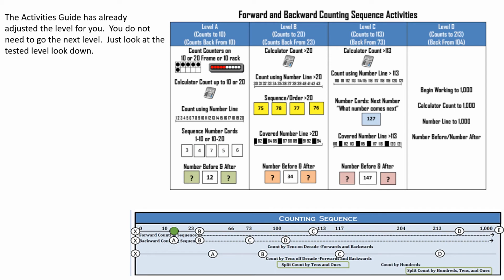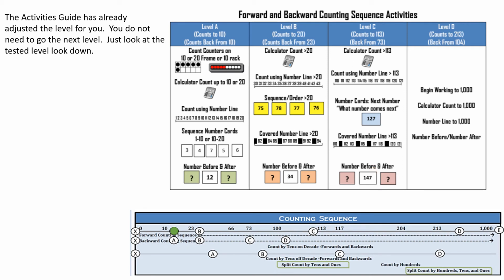Okay. So again, let's take a look at level B. Level B says they can count up to 20 and back from 23. But if you take a look at level C, it's saying calculator count greater than 20. So it's already accounting for, we're working on numbers greater than 20, and we're going to go up to essentially 113. So take a look. These numbers, even though this is level B, it means they can go up to 20. These are all greater. And again, with level C, it means they can count up to 113 and back from 73. Take a look. Calculator count past 113. So it's just the ranges of numbers that are changing.